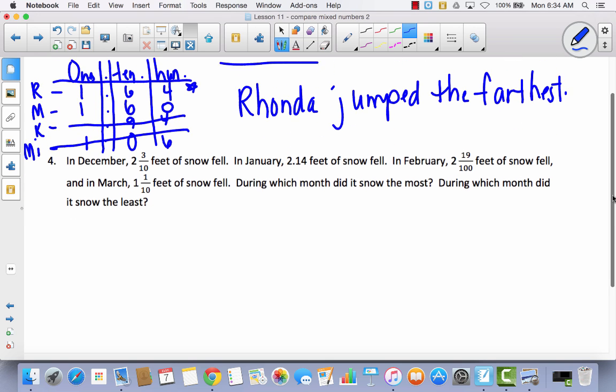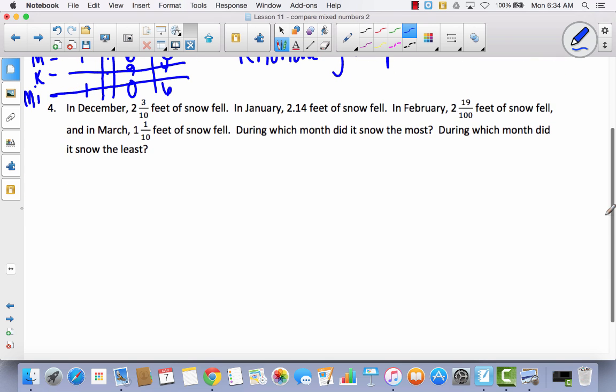All right, so let's take a look at the last one. In December, 2 and 3/10 feet of snow fell. In January, 2 and 14/100 feet of snow fell. In February, 2 and 19/100 feet of snow fell. And in March, 1 and 1/10 feet of snow fell. During which month did it snow the most? During which month did it snow the least?